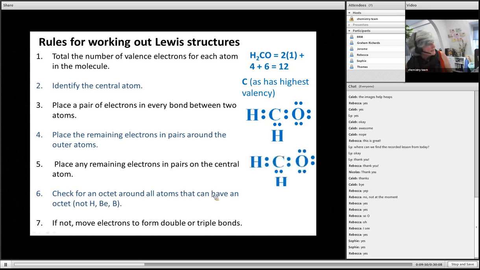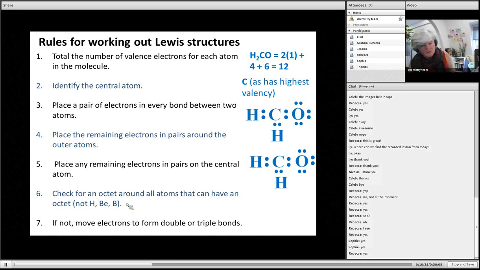Now this next step is I've got to check for an octet. Anything that's in the second row of the periodic table has to have an octet because it's got no 3d, it's got no third energy level, so it's got no 3d electrons to make it out of its octet. The only exceptions would be beryllium and boron. They can get away with no octet. In other words, they'll just have 6 electrons around them or 4 electrons around them.